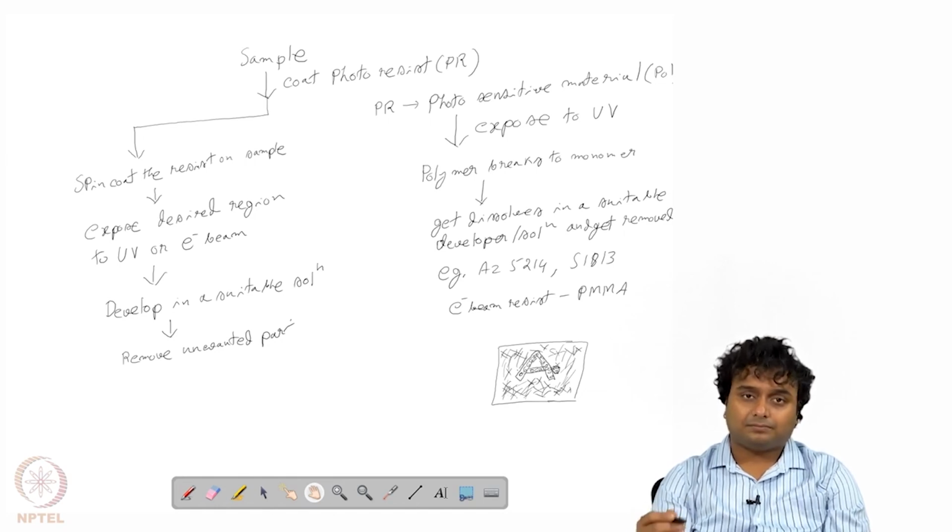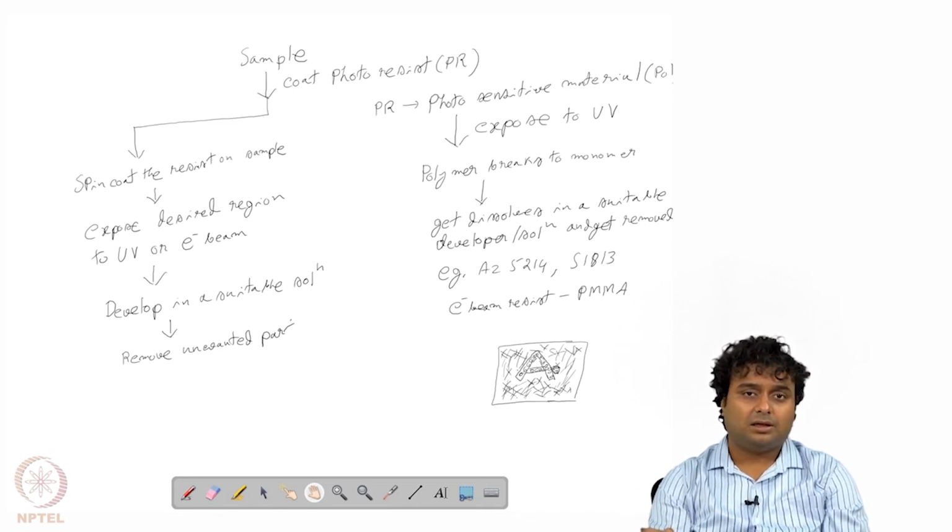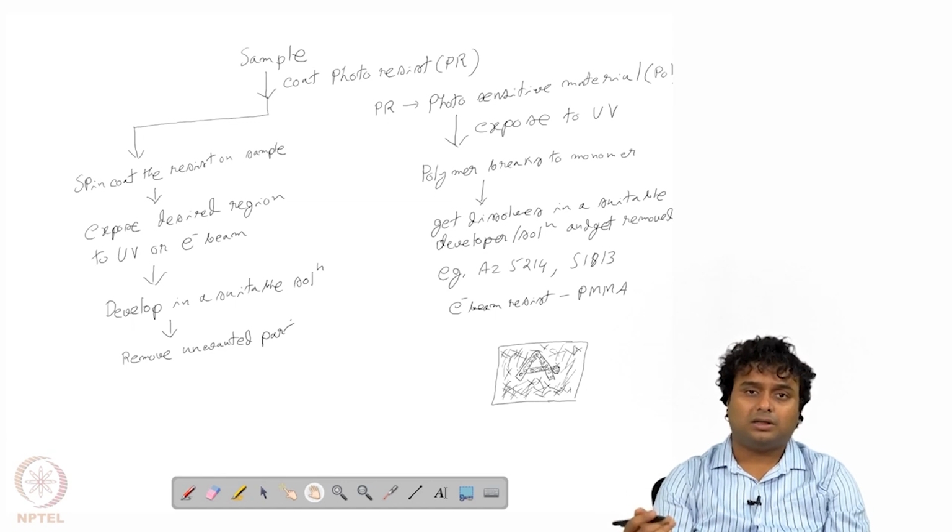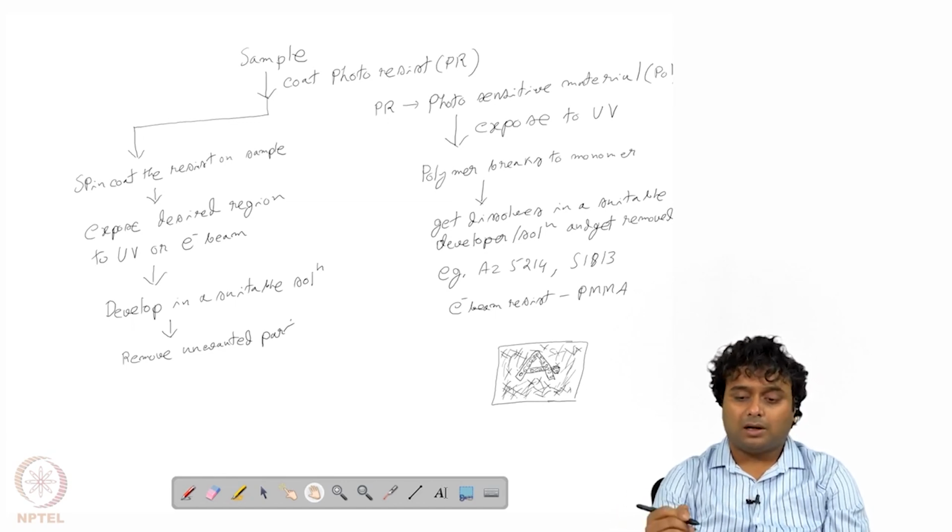And after spin coating also we need to bake it at around let us say 95 degree centigrade for 1 or 2 minutes to get rid of the solvent, because whether it is AZ or PMMA, there is some solvent which is used for the spin coating, and once we get rid of the solvent, then we have the pure photoresist or E-beam resist on our sample.